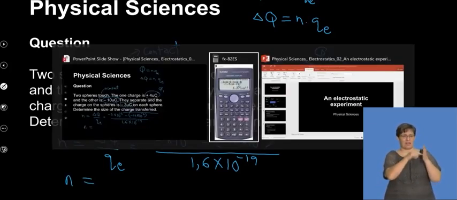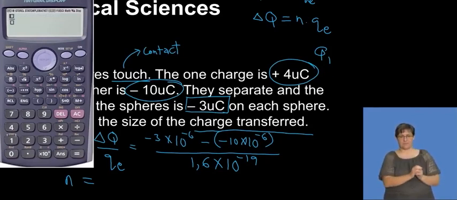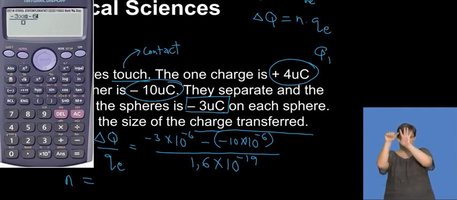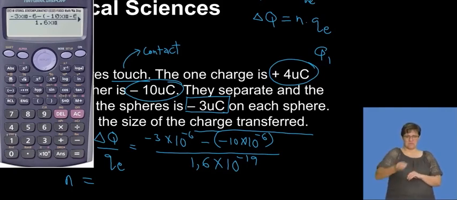Let's go to our calculator now. If we clear that, that's a fraction. We are saying -3 times 10 exponent -6 minus -10 times 10 exponent -6. We close that, and then we divide by 1.6 times 10 exponent -19. We ignored the negative because Q2 is the one that has got excess electrons, in other words, the one that loses during the transfer. What does this give us? 4.375.